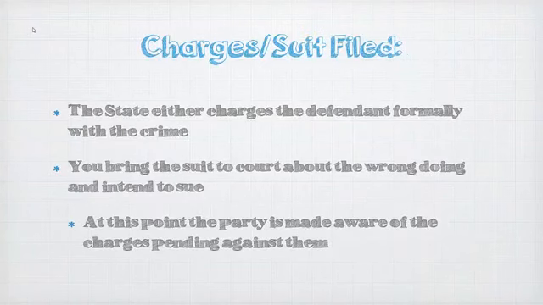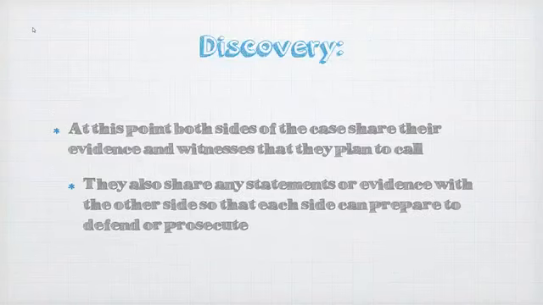Next, we're going to see charges filed. All right, so the state's either going to charge the defendant with a formal crime, whether it be murder or speeding, there is a charge there. All right, if you decide to bring the suit to court, you will bring about that wrong that occurred, and you will inform the other side that you plan on suing. All right, so at this point, either civil or criminal, you're going to see the party be made aware of what is happening and the charges pending against them.